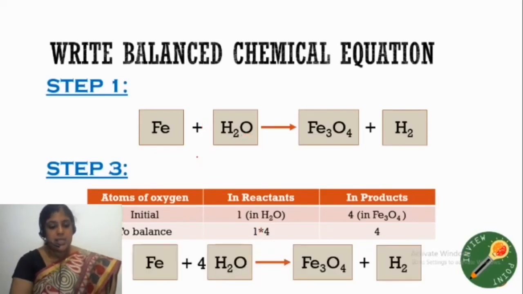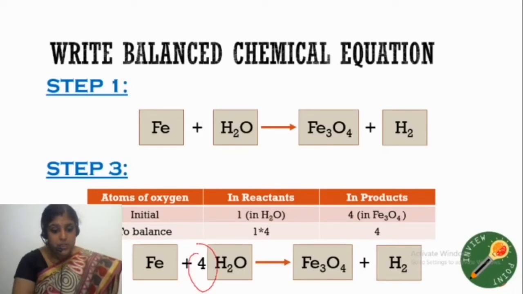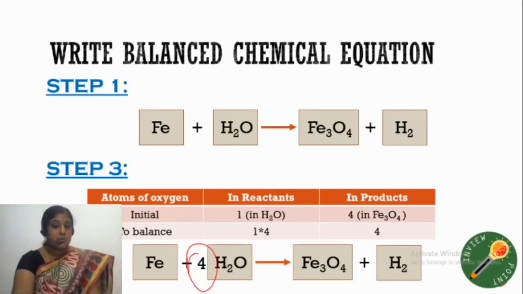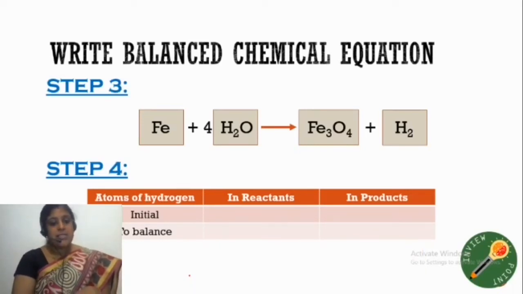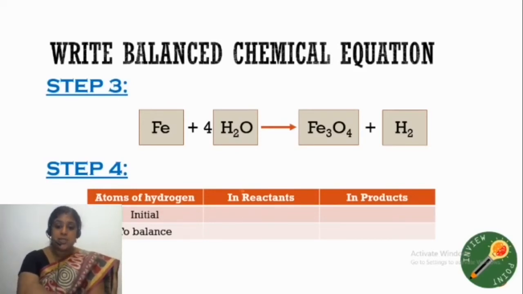So now the equation becomes Fe plus 4H2O gives Fe3O4 plus H2. Now let's take another element, suppose hydrogen. Find the number of hydrogen atoms in the reactant side and product side. Here it is given as 4H2O, so it is 4 times H2. The number of atoms is 4 into 2, that is 8.